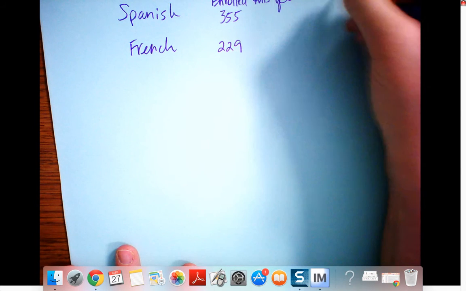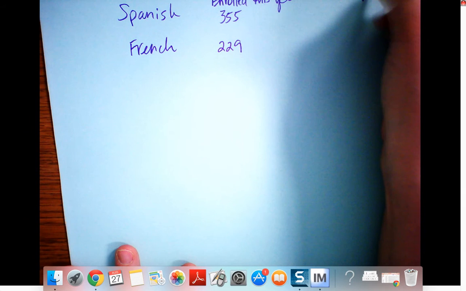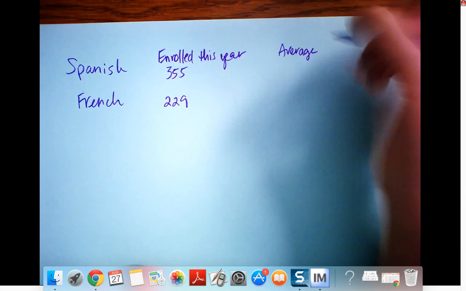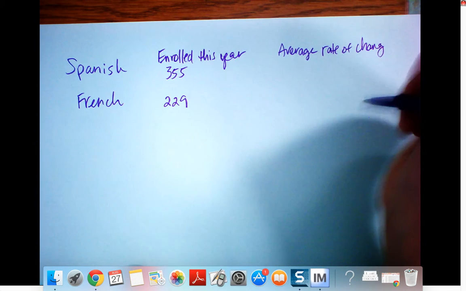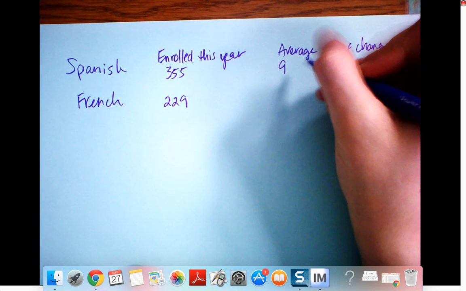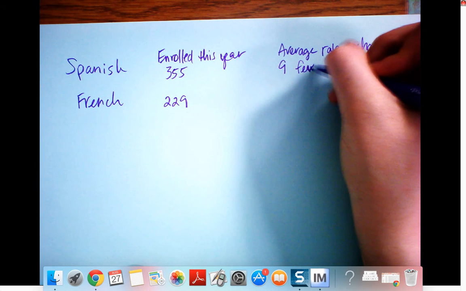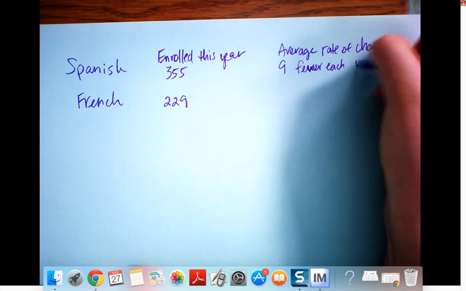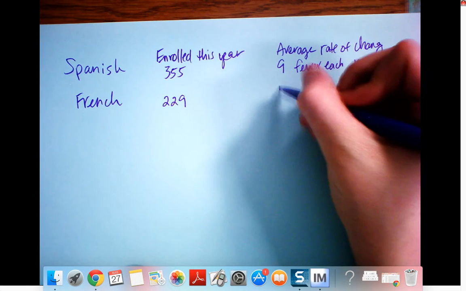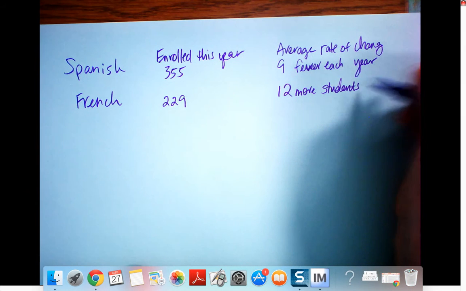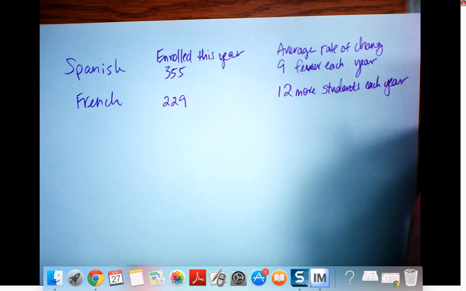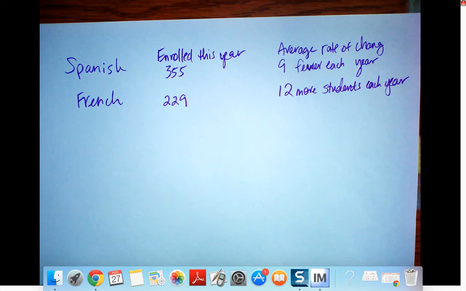And then the average rate of change for Spanish is 9 fewer students each year, and for French is 12 more students each year. Okay, so then we have a graph I'm about to show you.